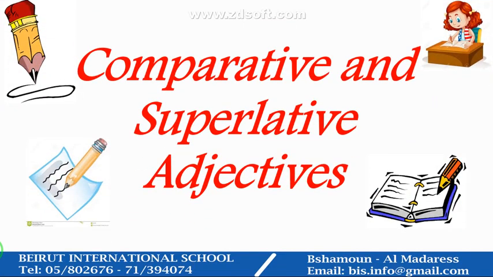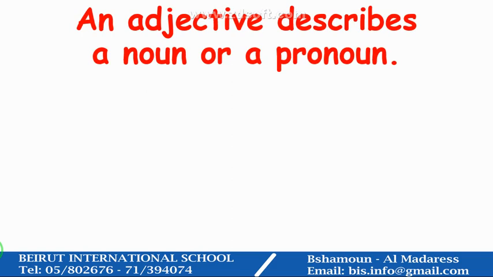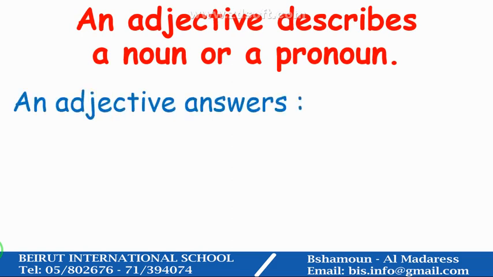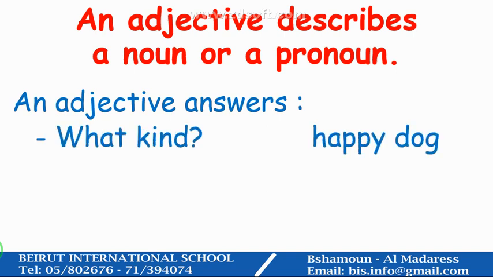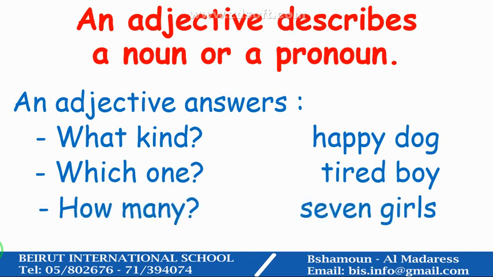Before we start, let's recall what an adjective is. An adjective describes a noun or a pronoun, and it answers one of three questions: what kind? For example, happy dog. Which one? For example, tired boy. Or how many? For example, 7 girls. So happy, tired, and 7 are adjectives.